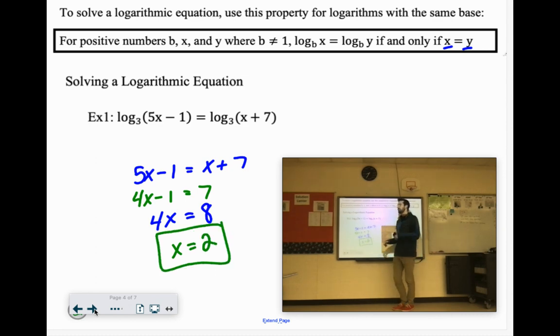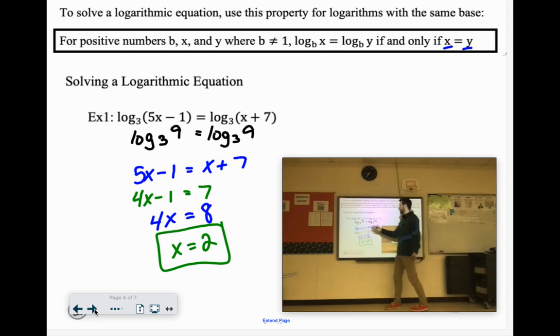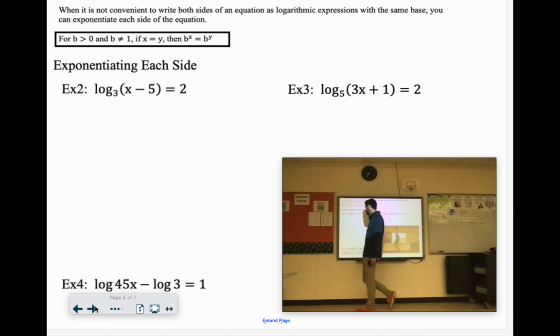It's always a good idea to check these. So if we sub that into the original, 5 times 2 is 10, minus 1 is 9. So this would be log sub 3, 9. Over here, log sub 3, 2 plus 7 is 9. So log sub 3, 9 equals log sub 3, 9. And remember, 3 to the second power equals 9. So this would, in theory, simplify to 2 equals 2. We didn't even need to take it that far. We're just cool like that.